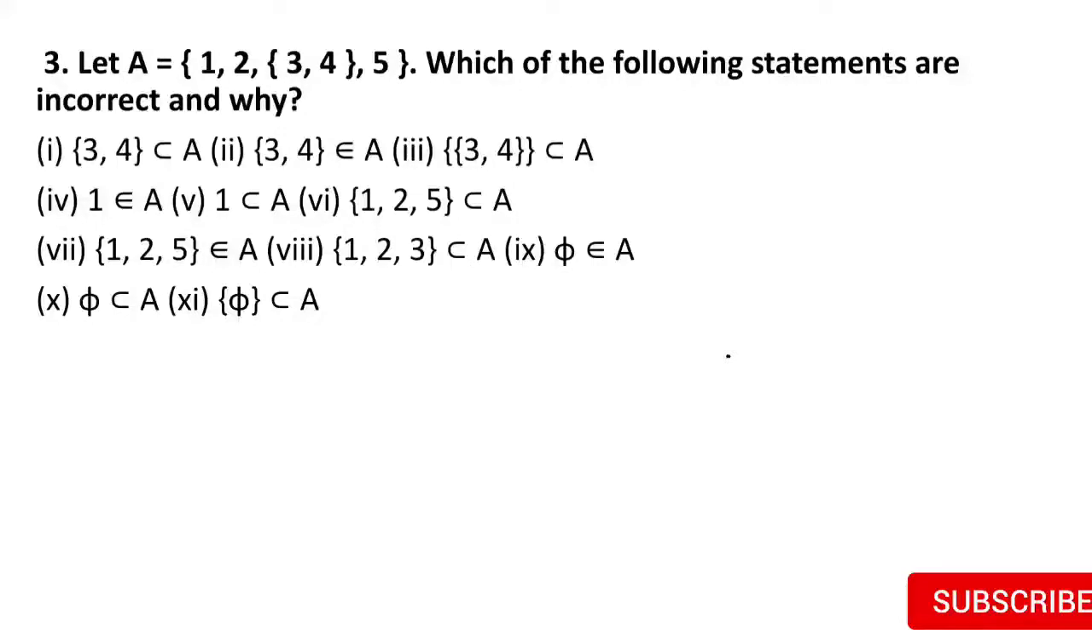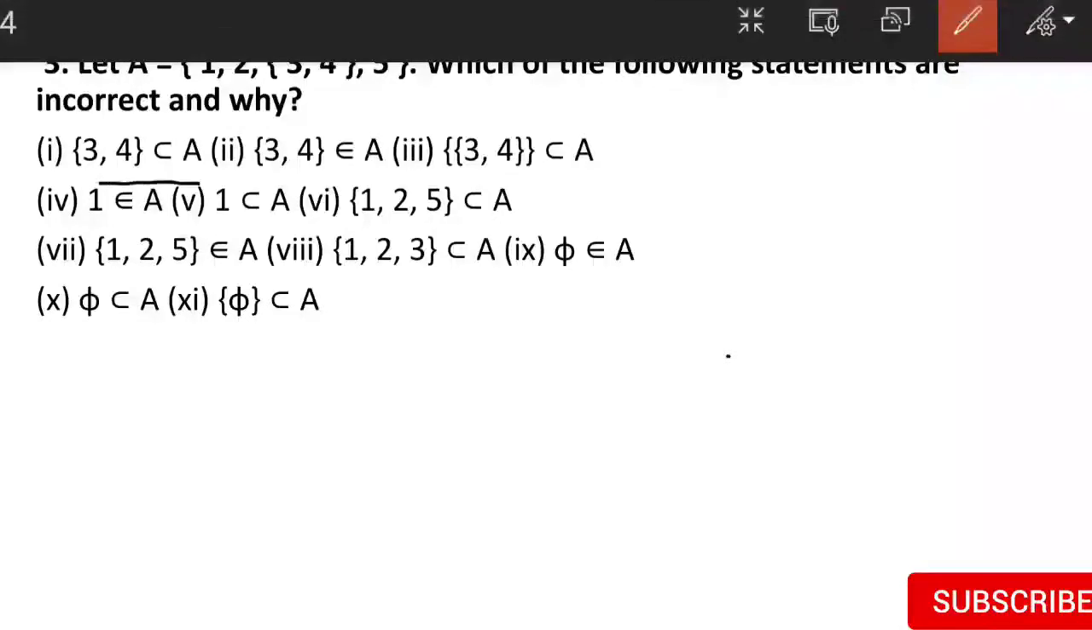Just like 1 is an element of set A, so we can say 1 is belonging to set A. 2 is an element of set A, so we can say 2 is belonging to set A. So here set of 3, 4 is an element of set A. That means it is belonging to set A but not a subset of set A. So this statement is wrong. And here this one is correct.